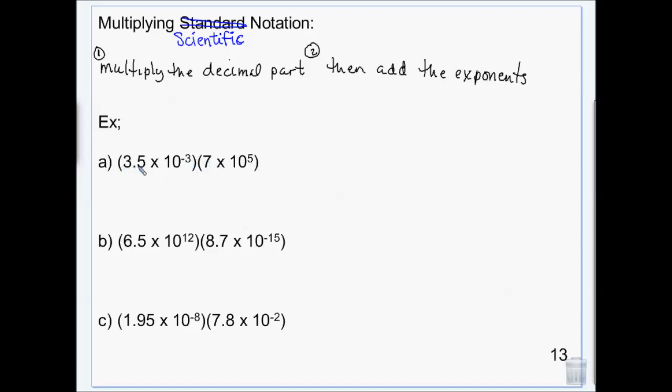So to multiply these two numbers, this decimal basically times this whole number, I'm going to do 3.5 times 7. So I get 24.5. And then I add the exponents. -3 plus 5 is 2. Now, that's my new exponent. However, I am not allowed to have a number here greater than 9. I can't have a 2-digit whole number part. So that's step 3: adjust the decimal if necessary.